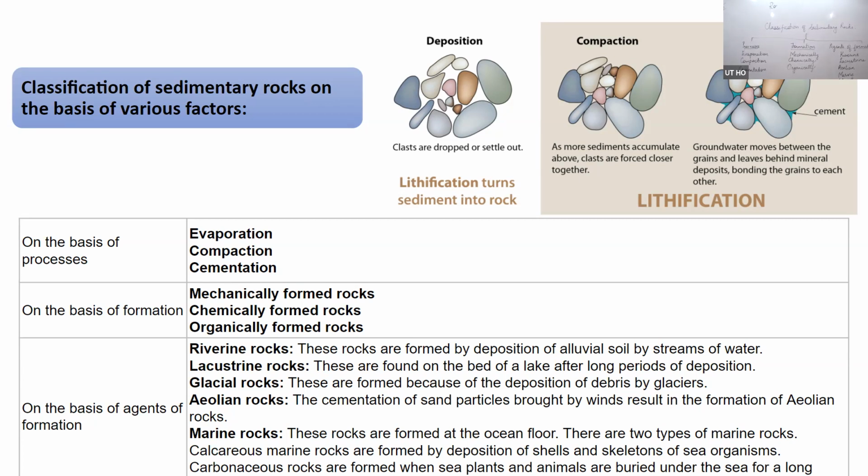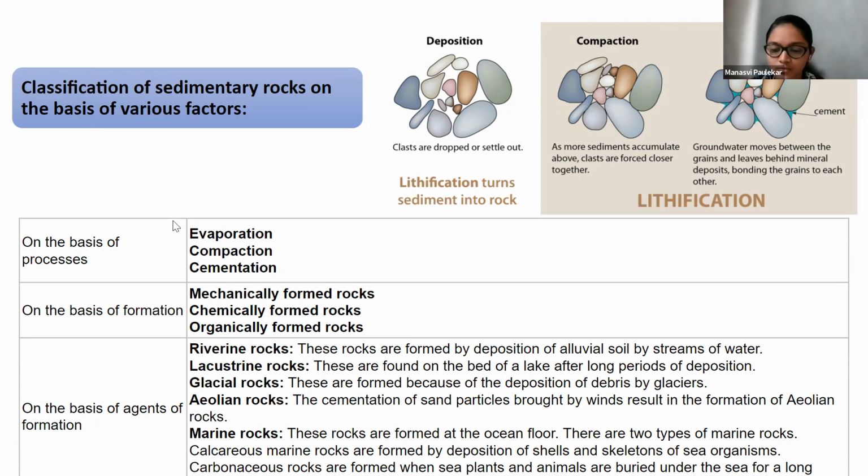So read this. Manas will read this. Evaporation, compaction, cementation, page 64. Yes, ma'am. May I start? Ma'am, from the CPT or the volume? No, the volume. Okay.